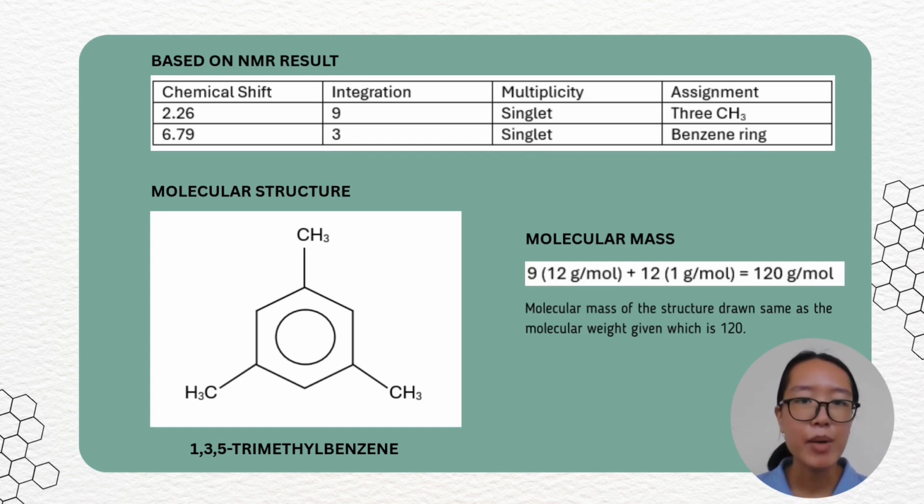Based on the molecular mass, the compound that we predict has 9 carbon atoms and 12 hydrogen atoms. The atomic mass for 1 carbon atom is 12 grams per mole, and for 1 hydrogen atom is 1 gram per mole. So the molecular mass of the entire compound is 120 grams per mole. This is the same as the molecular weight given in the question. So it confirms that the structure we drew is trimethylbenzene. Thank you.